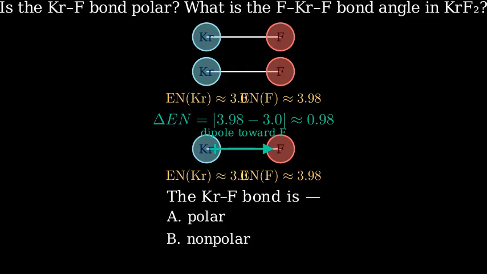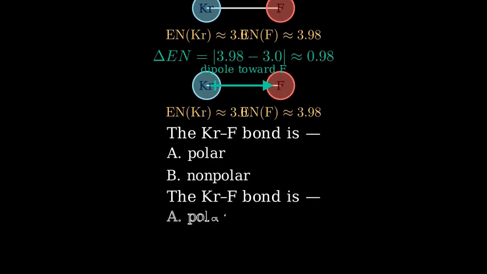Let's answer the question. The krypton-fluorine bond is option A, polar, or option B, nonpolar? The correct answer is A, polar. Next, the fluorine-krypton-fluorine bond angle in krypton difluoride.